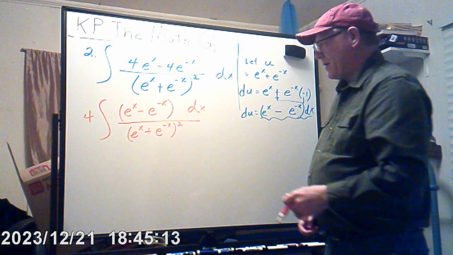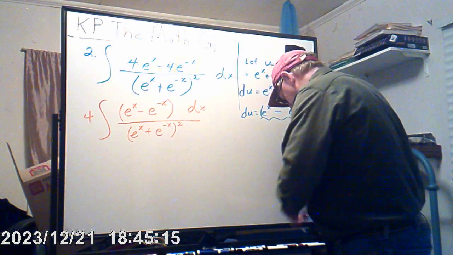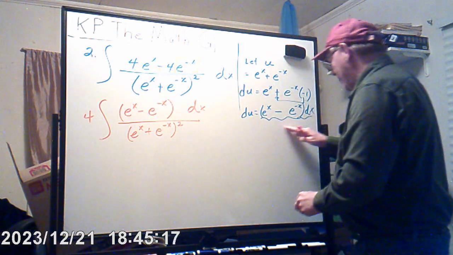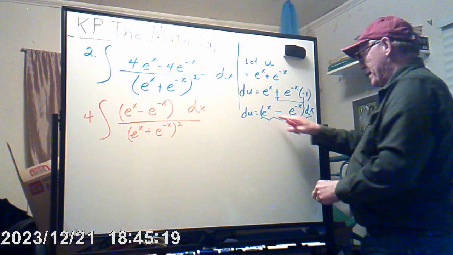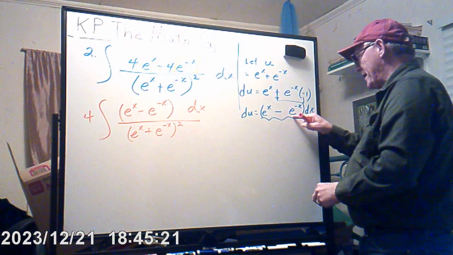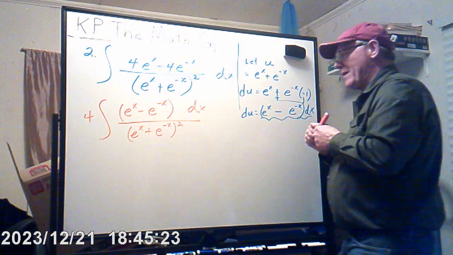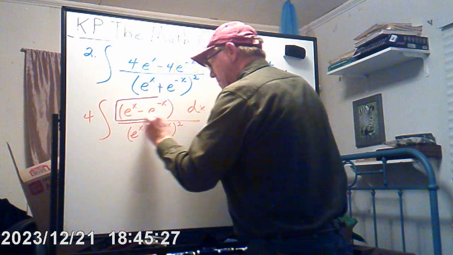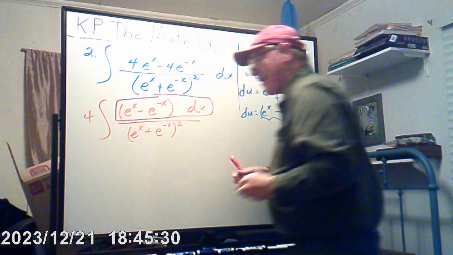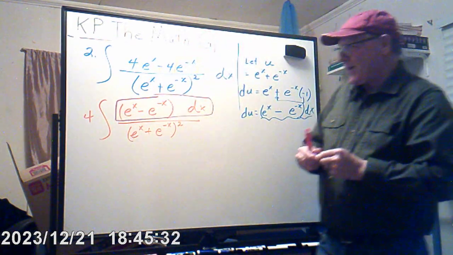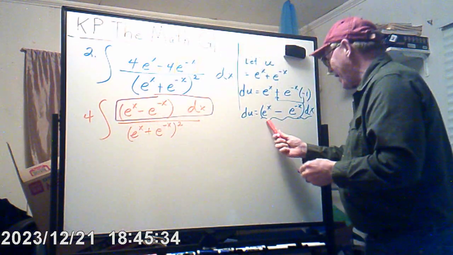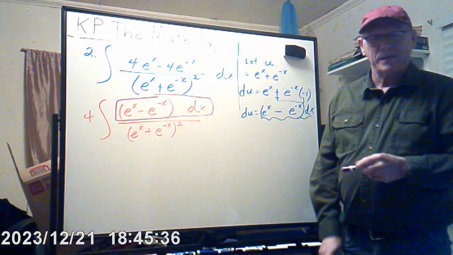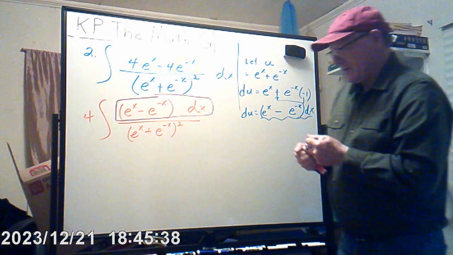Okay, but now notice right here, get yet another color. What do I have here? Right here, e to the x minus e to the negative x dx. I have this right here. Oh my goodness, yeah. After I factored out that 4, I do have this after all.